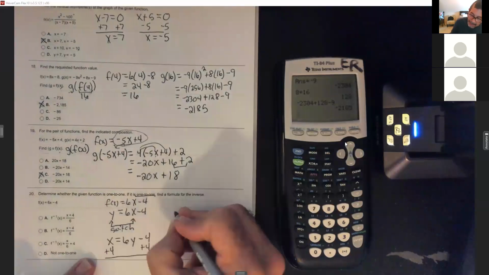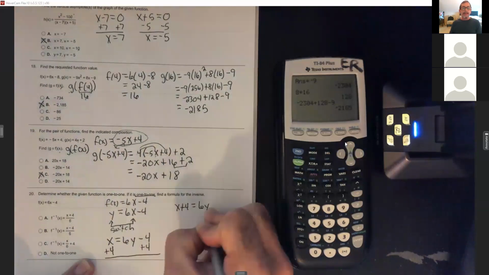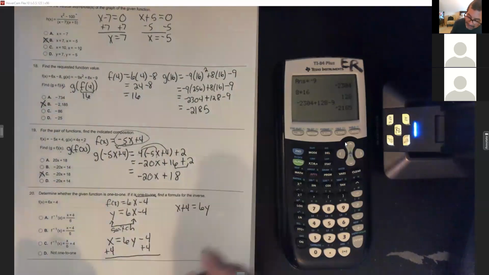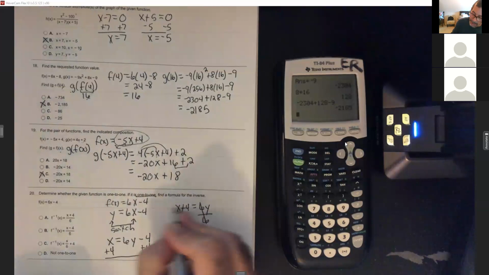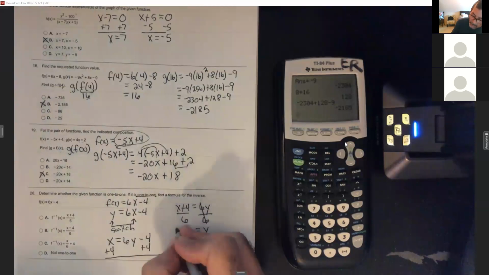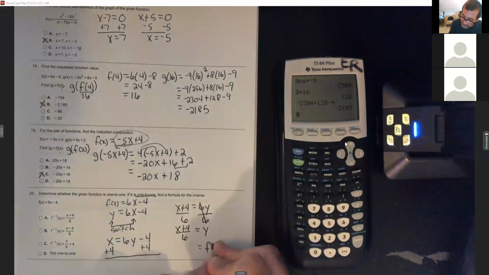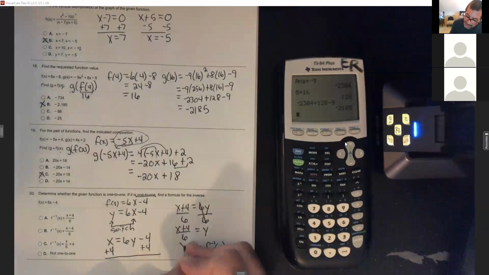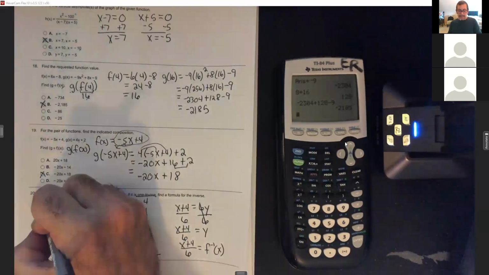So y'all, that would give me x plus 4 equals 6y. And then divide both sides by 6. So that'll cancel, and I'm going to get a y. Can't do anything on this side, so that's going to be x plus 4 over 6. And then the last step was to replace the y with the f inverse of x notation. And once again, we couldn't do anything with that, so that's going to stay at x plus 4 over 6.